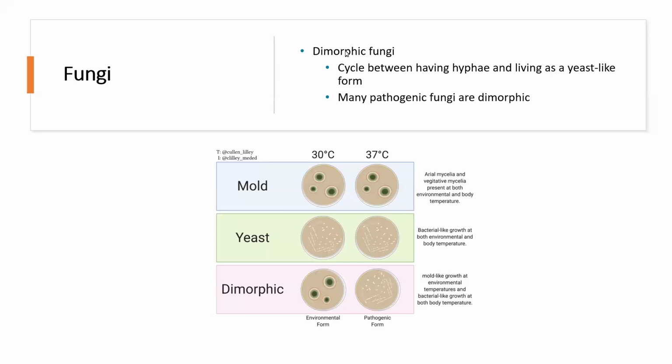Now, a dimorphic fungus, on the other hand, is going to grow like a mold under some temperatures, and under other temperatures, they grow like a yeast. So the classic example here is you have the environmental form is the mold, and then the pathogenic form is the yeast. So if you grow it at a low temperature, like 30 degrees Celsius, then you're just going to get mold. But if you bring it up to body temperature, which is 37 degrees Celsius, you get the yeast form. And that's where you can have some pathogenesis.